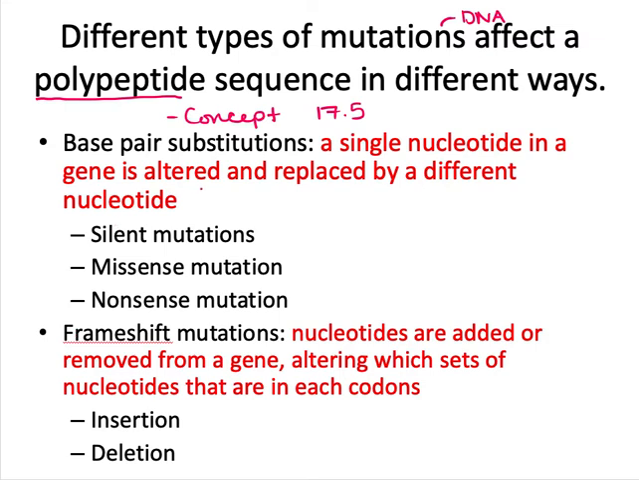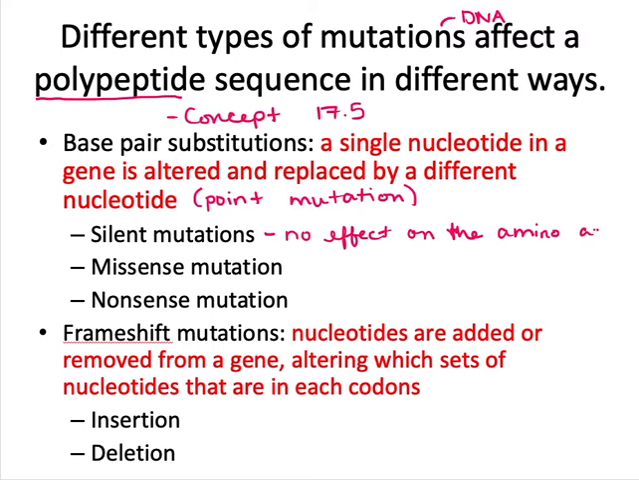In your notes, this might also be called a point mutation, or in your reading. All right, so it happens at a single point where a single nucleotide in a gene is altered and replaced by a different nucleotide. If this ends up coding for the same amino acid, it's called a silent mutation. So a silent mutation has no effect on the amino acid that's coded for, and therefore no effect on the polypeptide chain. So it's silent, there's no effect.